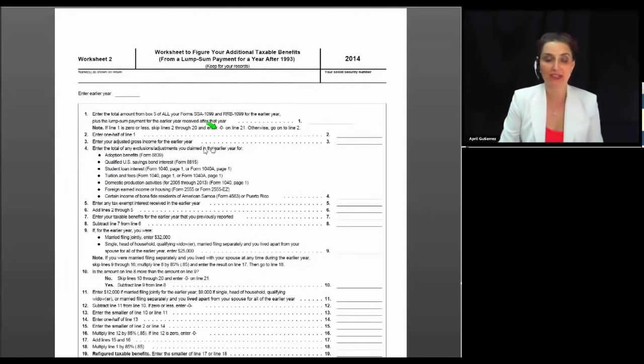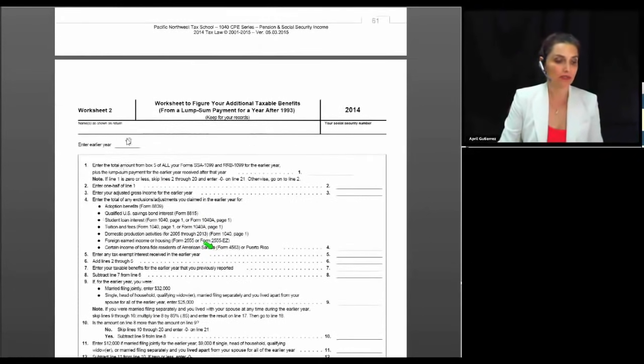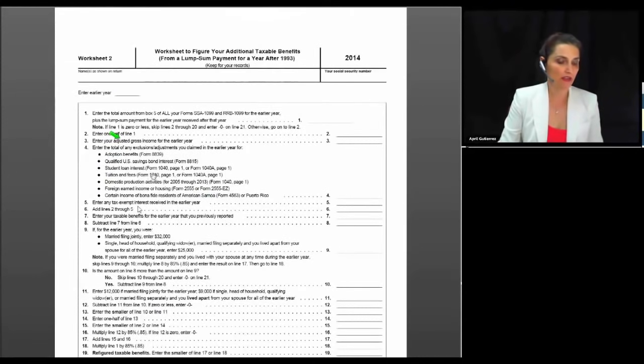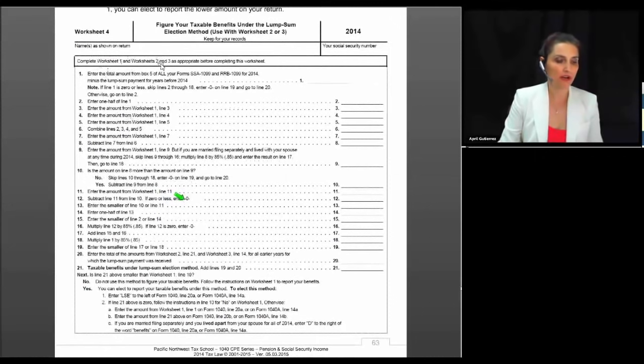Our company uses Drake software, and Drake software has no mechanism in it whatsoever to do these worksheets. It gives us the form and tells us to hand fill them out and then hard key in the amount that we calculate. So this is literally a calculation that has to be done by hand, at least with the software that we're using. So here is Worksheet 2, and you would enter the earlier year, follow the instructions on the form. Here is Worksheet 4, and on Worksheet 4 it says enter all of the amounts on all of your 1099s and enter them on here, and you're going to figure it out.